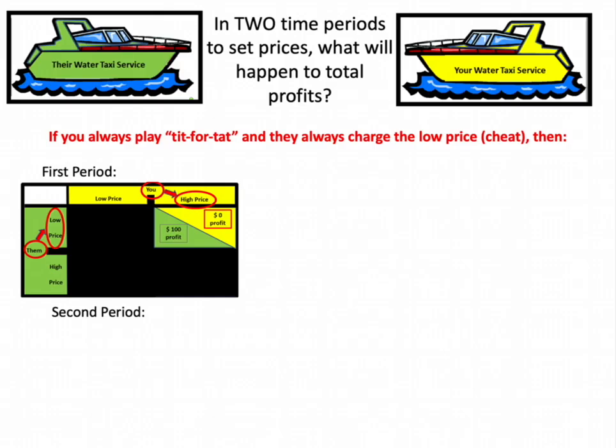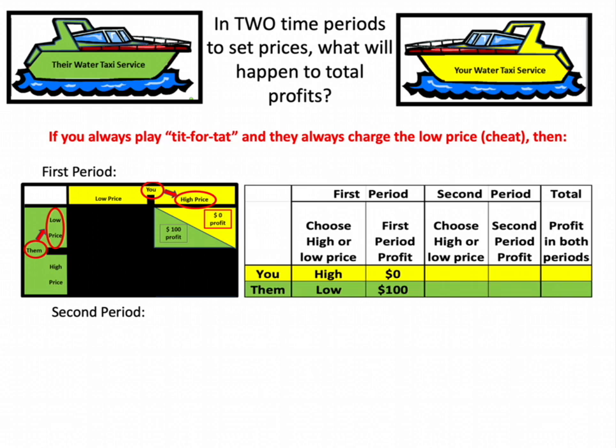In this example, you're always going to play tit for tat. They are always going to charge the low price. In other words, they're going to cheat. So in the first period, you're going high because you know that's the good thing to do, and you're hoping they're going to do it too. But they cheat. They go low, which means you get nothing. They get everything. So that's the first period where you've gone high and they've gone low.